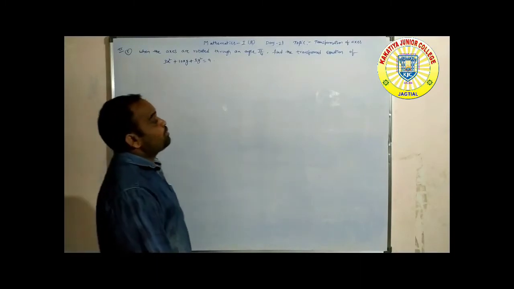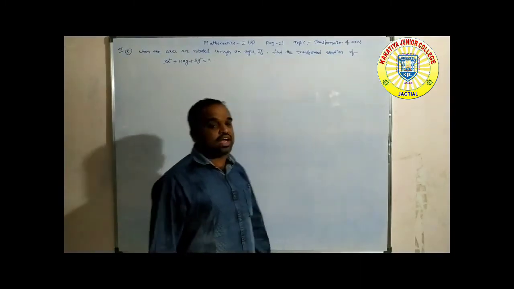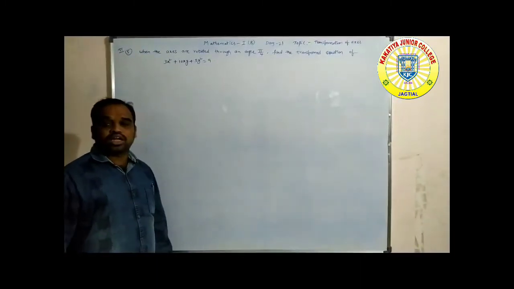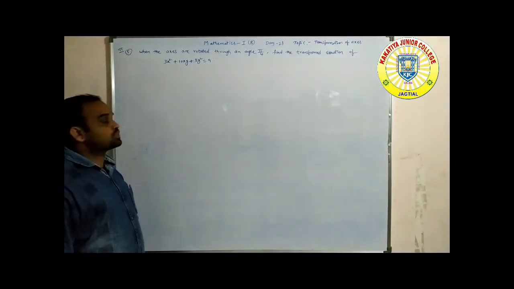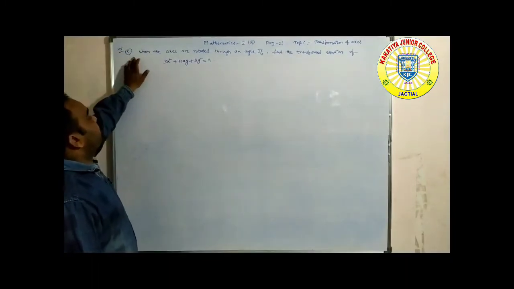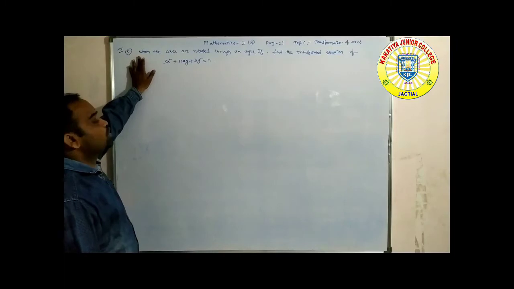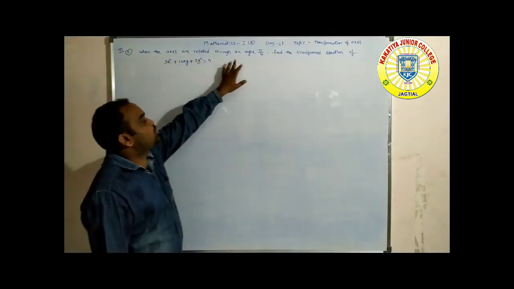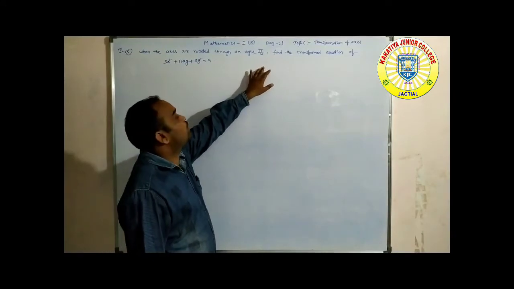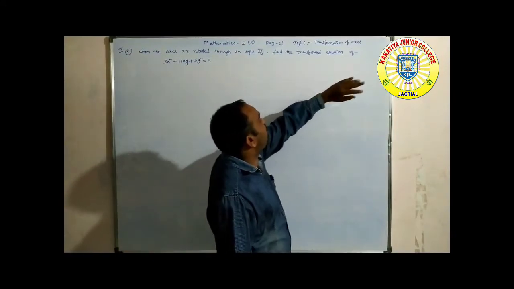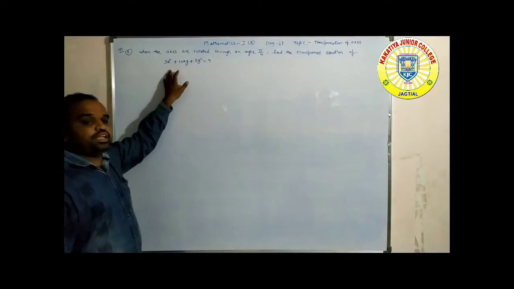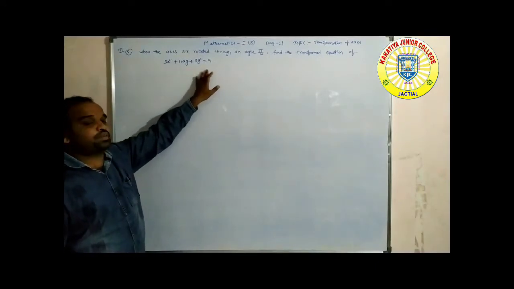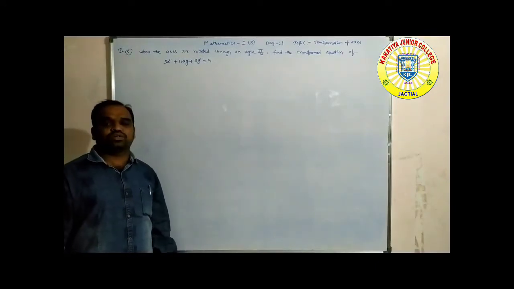So what is our running topic? Transformation of axis. See here, second bit fifth question. This is the last question in this exercise. Only one exercise is there. So when the axes are rotated through an angle pi by 4, find the transformed equation of 3x square plus 10xy plus 3y square is equal to 9.